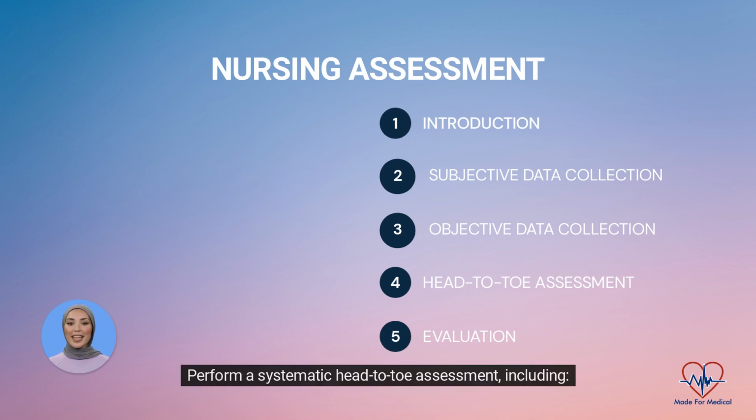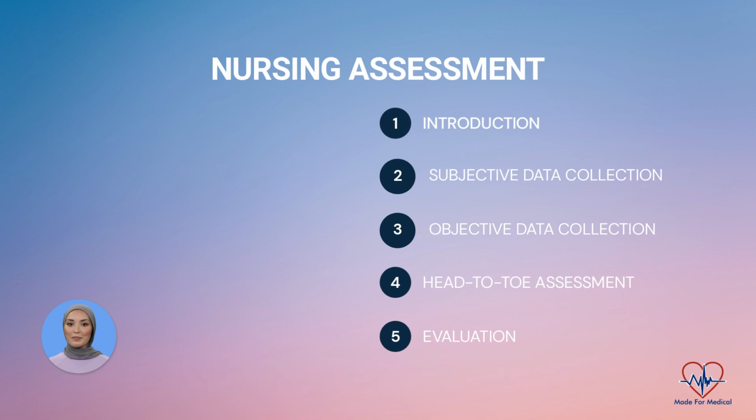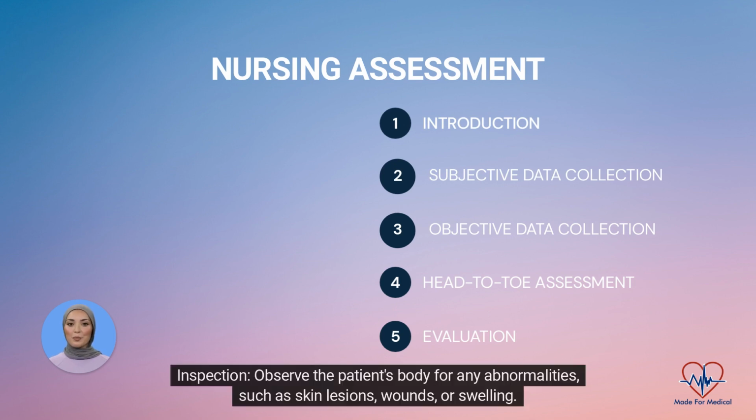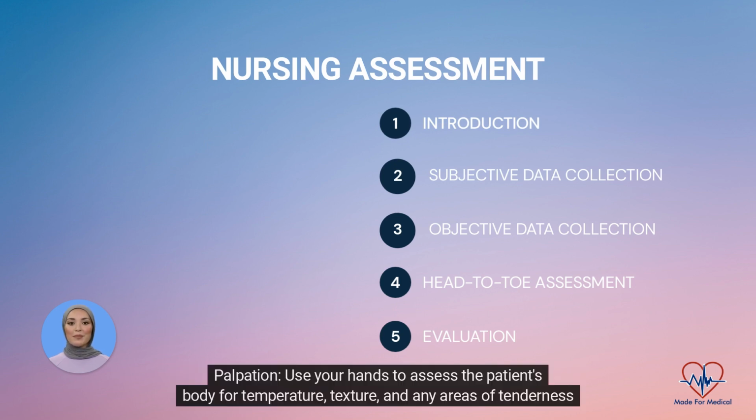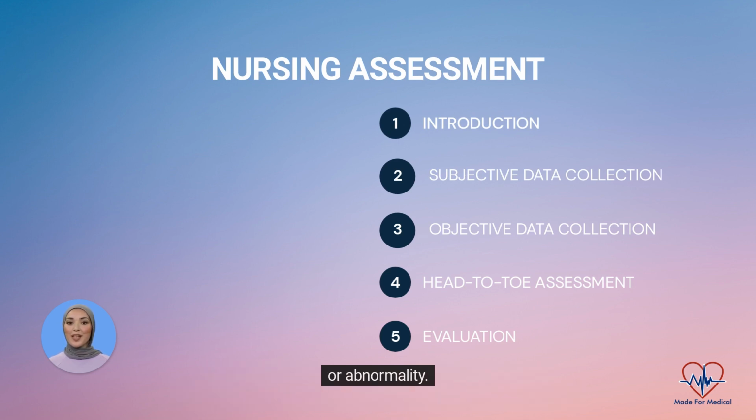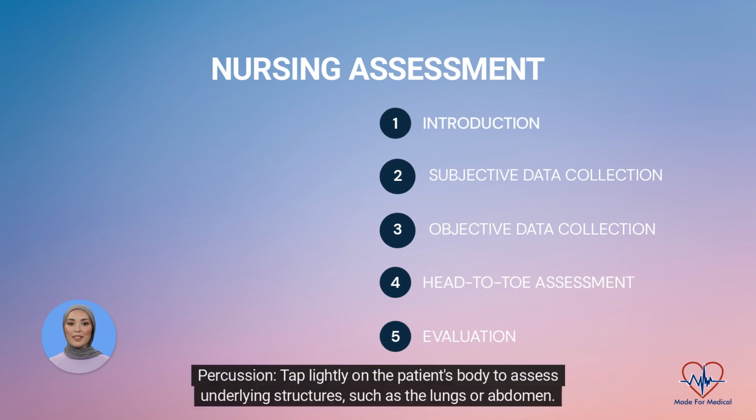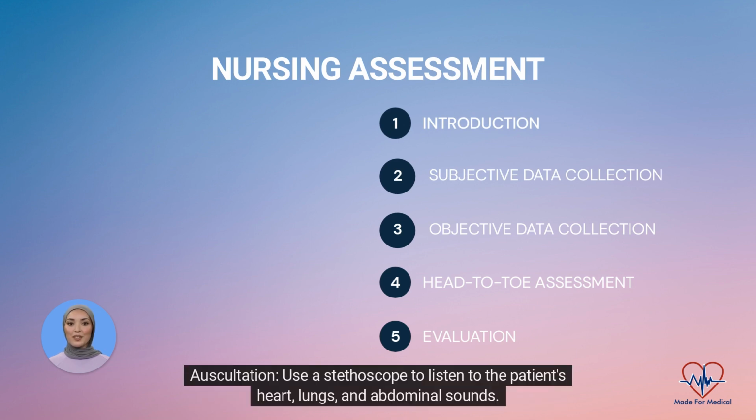Perform a systematic head-to-toe assessment, including inspection. Observe the patient's body for any abnormalities, such as skin lesions, wounds, or swelling. Palpation. Use your hands to assess the patient's body for temperature, texture, and any areas of tenderness or abnormality. Percussion. Tap lightly on the patient's body to assess underlying structures, such as the lungs or abdomen. Auscultation. Use a stethoscope to listen to the patient's heart, lungs, and abdominal sounds.